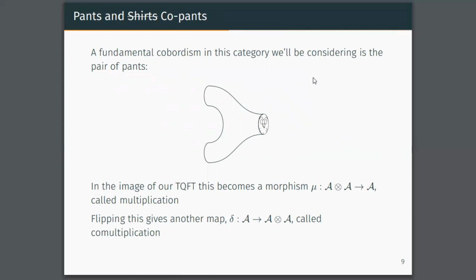I don't believe so. So the case here, if you flip your pair of pants, is a linear map from A tensor A to A. And so if you flip that around, you're not getting the inverse of an element or anything. You're getting a different linear map now from A to A tensor A. Yes.